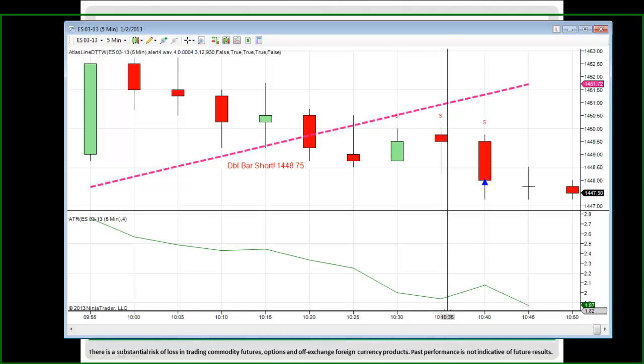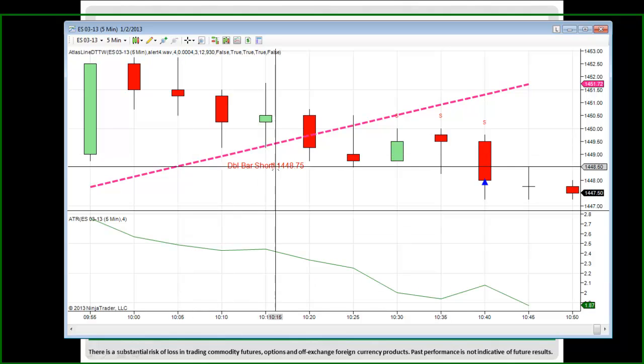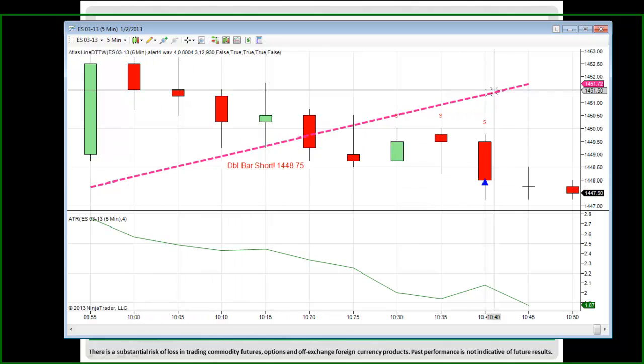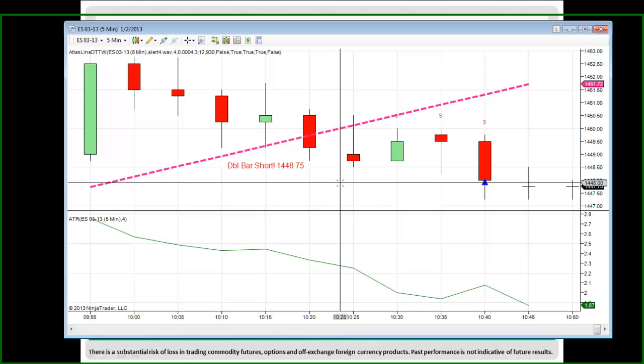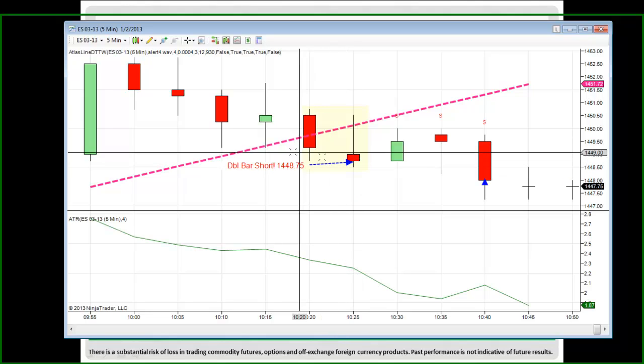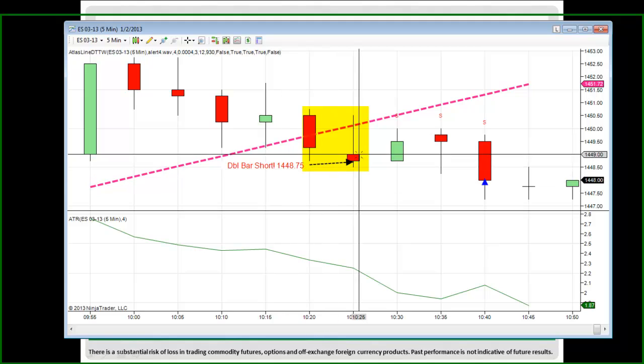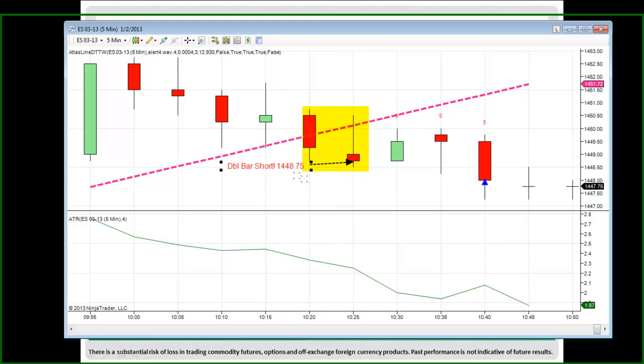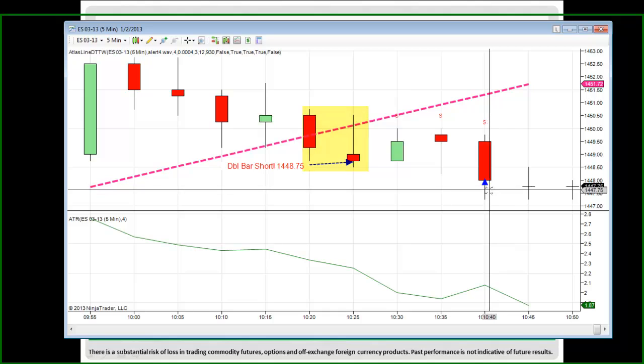Okay, last 4 bars. Mohammed asks, is that the Atlas line? Yes. The Atlas line is being plotted right here. And this is the entry, 1448.75. 2 consecutive closings below the Atlas line. That closing price will always be the same price, and then we just have to manage the trade.